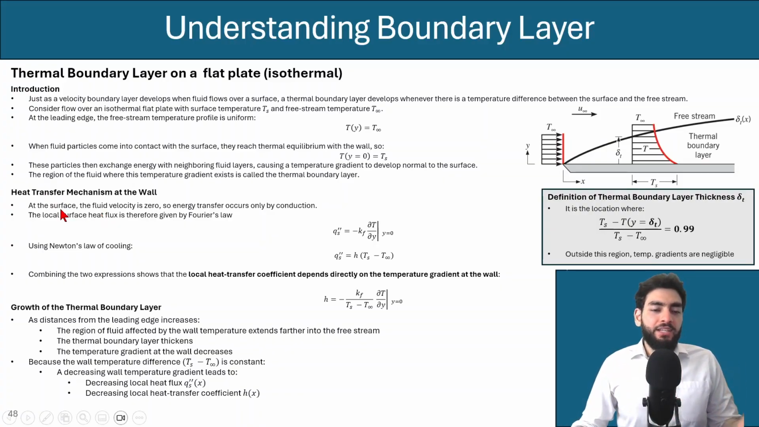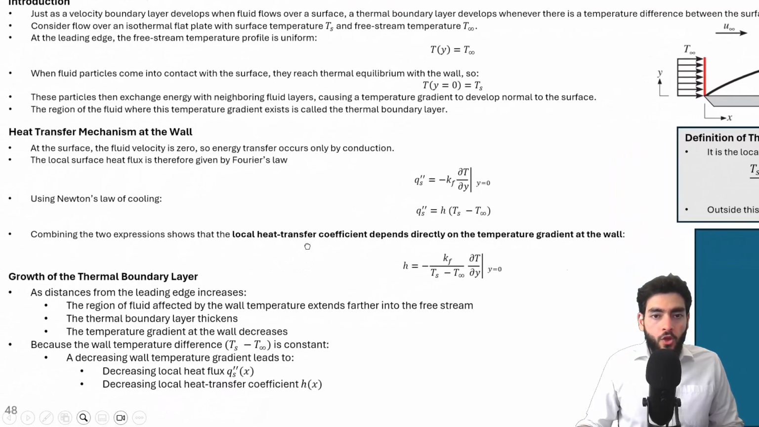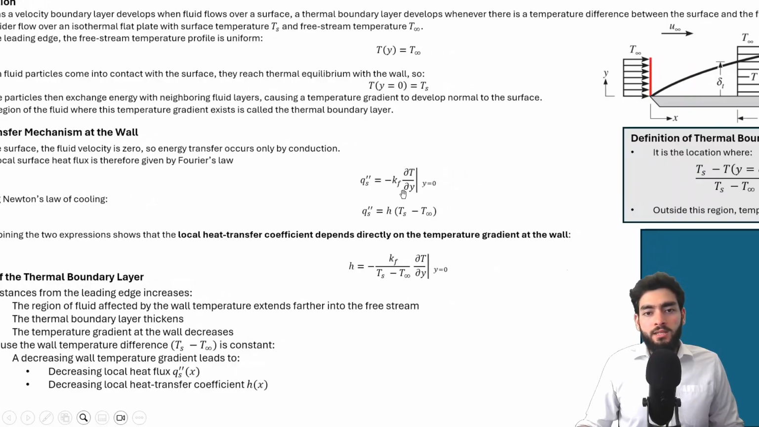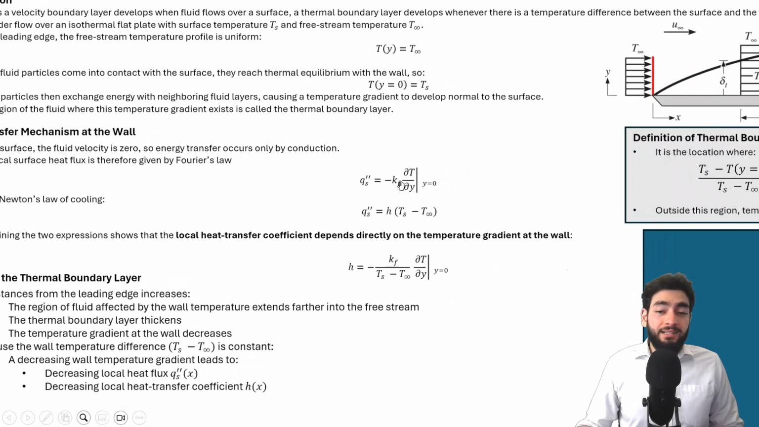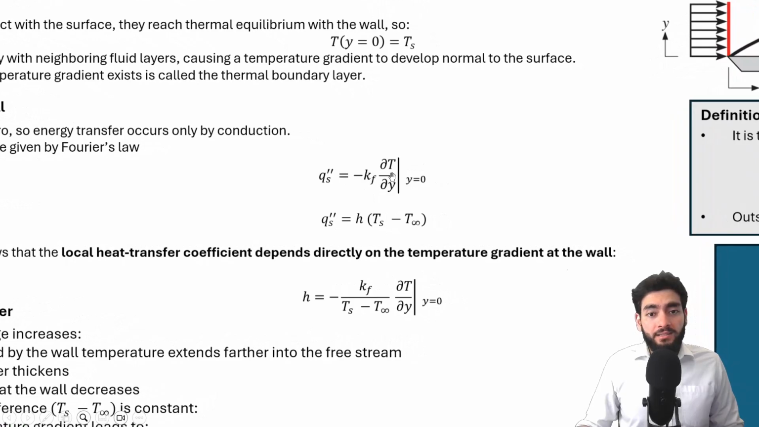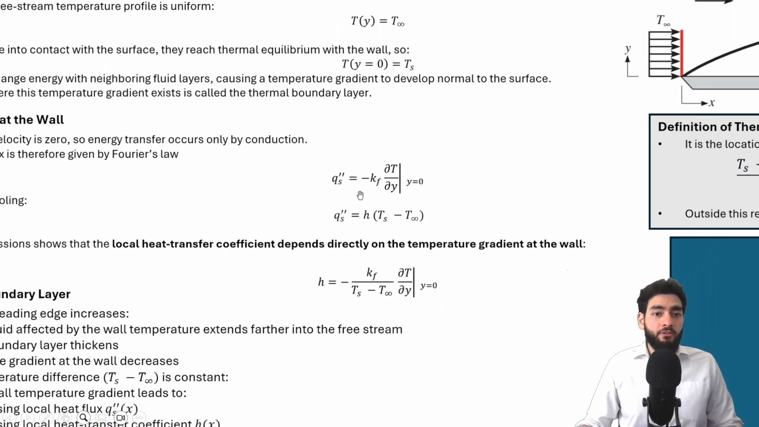So let's look at the heat transfer mechanism at the wall. At the surface, the fluid velocity is 0, so energy transfer only occurs by conduction. So the local surface heat flux is therefore given to us by Fourier's law, where the heat flux is equal to -1 times the thermal conductivity of the fluid multiplied by the temperature gradient at the wall, evaluated at the surface in the y direction.